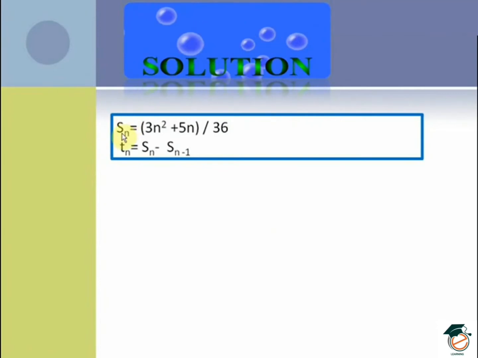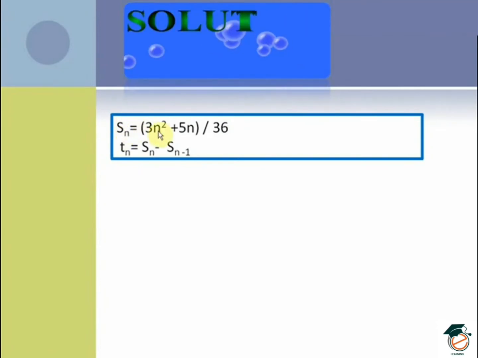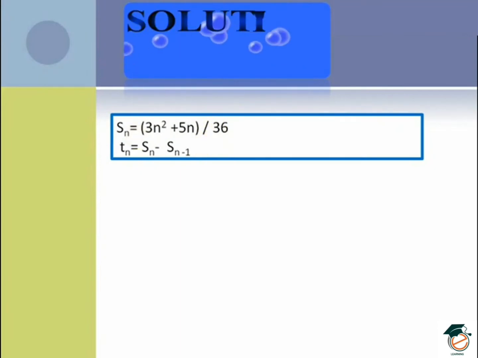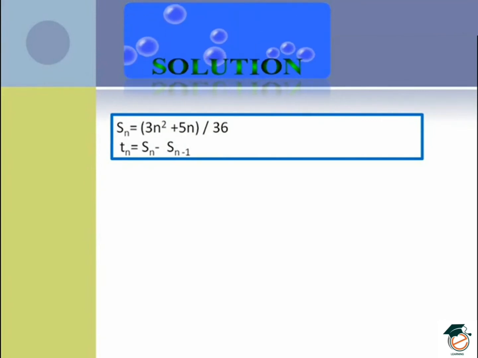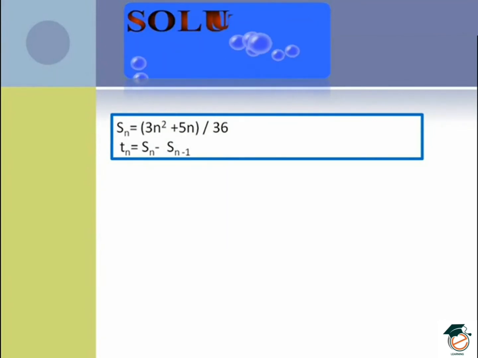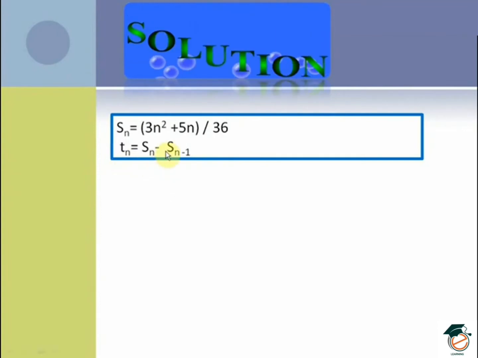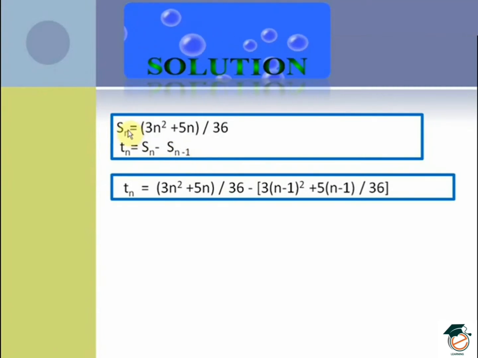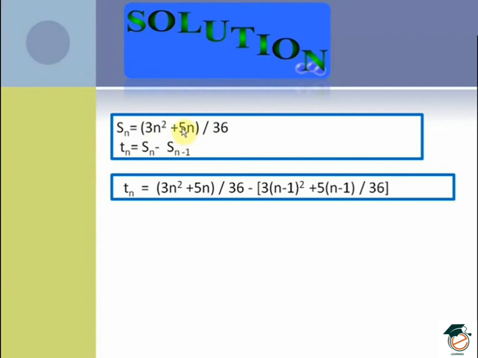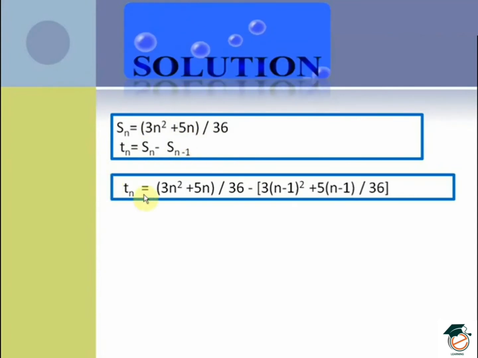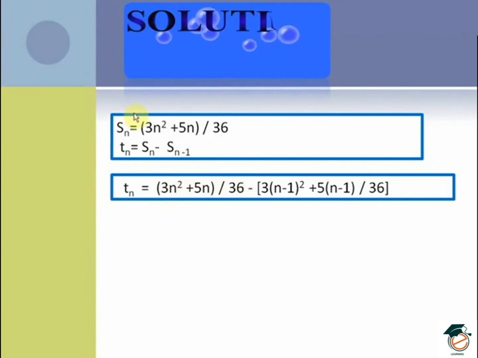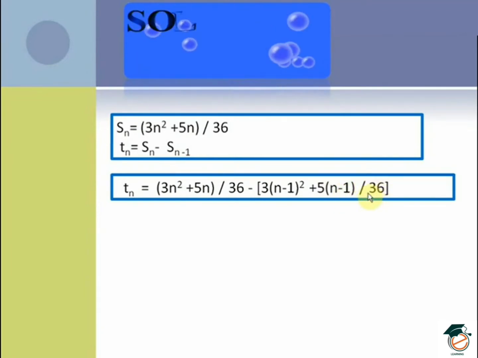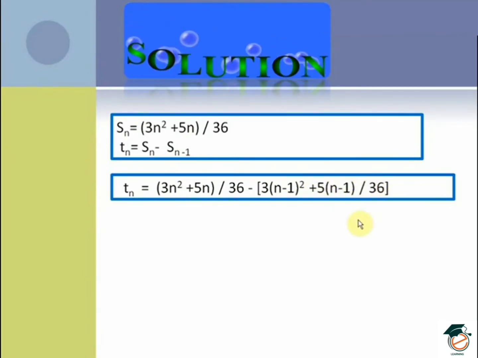Given to us is Sn, which is the sum of n terms, equal to (3n square plus 5n) by 36. Now what would be the nth term? We can simply write the nth term as the sum of n terms minus the sum of n minus 1 terms. So Tn would be equal to Sn minus S of n minus 1. Now to find S of n minus 1, we simply substitute n by n minus 1 in this equation. So Tn would be equal to (3n square plus 5n) by 36, which is Sn, minus (3 into (n minus 1) whole square plus 5 into (n minus 1)) divided by 36. This is S of n minus 1.